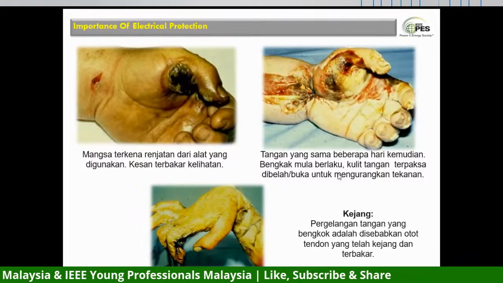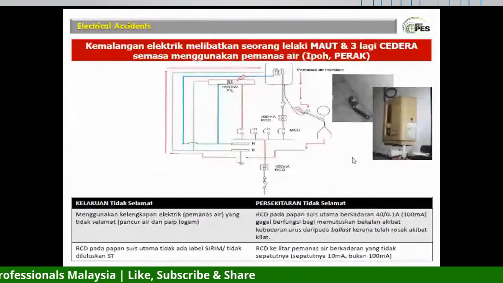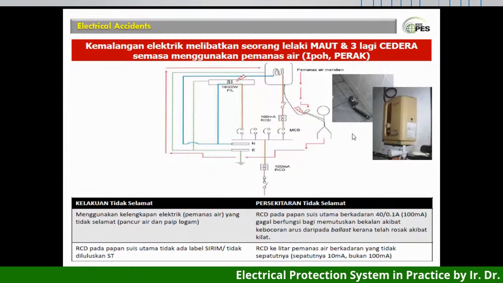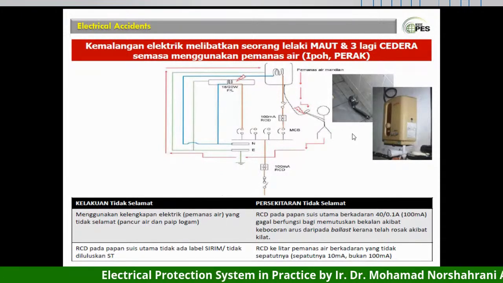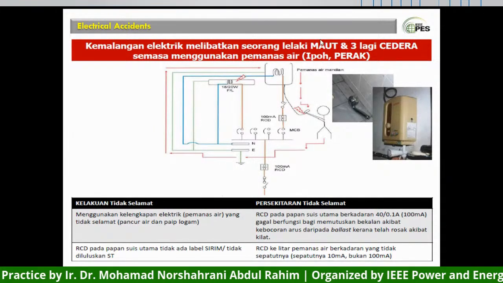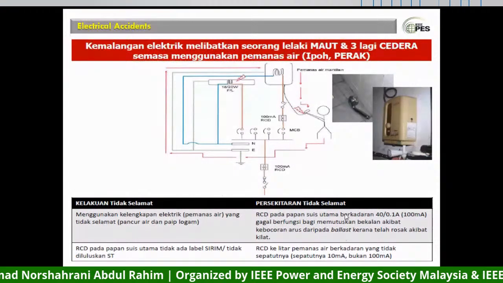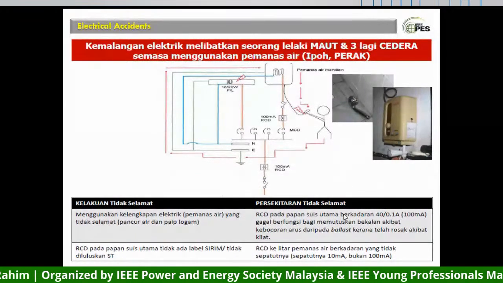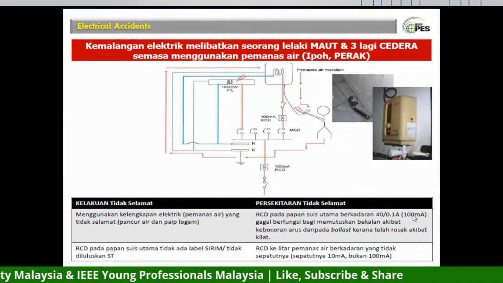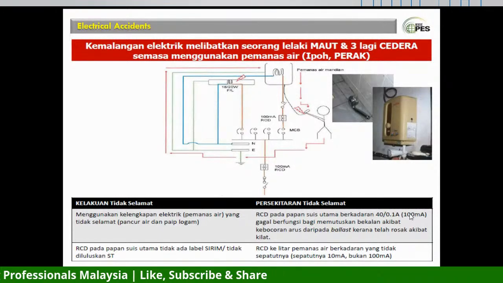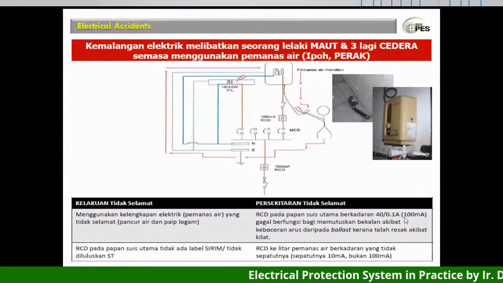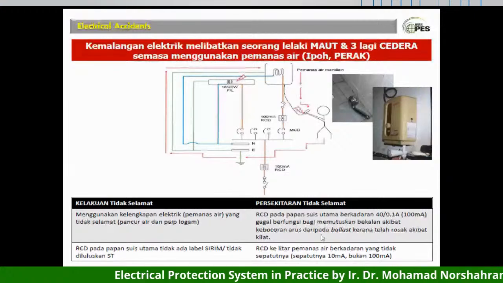Let's go through another simple accident that might happen in our house also. I shared this slide from Suruhanjaya Tenaga, the Energy Commission. In this case, there are multiple sources of fault. The first is that the selection of the RCD already violates the requirement. For example, they are using 100 milliamp, but by right, under regulation, we should use 10 milliamp. Unfortunately, in this case, the fault current came from the lighting.